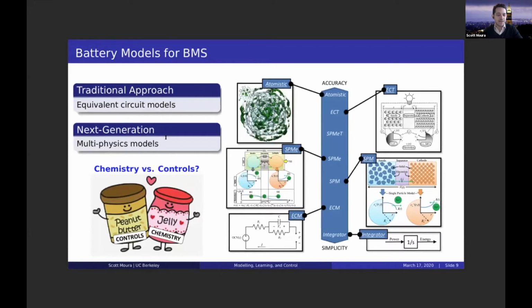And so I like to say that chemistry and controls are like peanut butter and jelly. They truly go together. They are not in conflict. And putting them together is really going to make the tastiest battery that we could hope for.